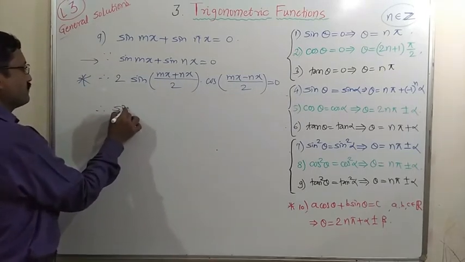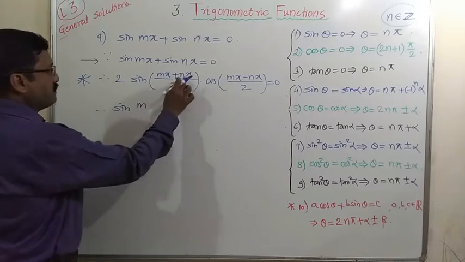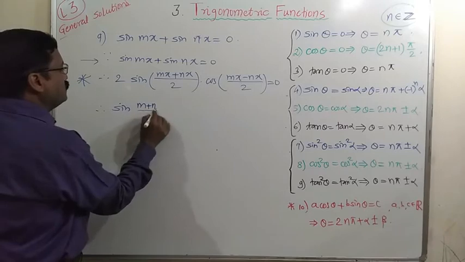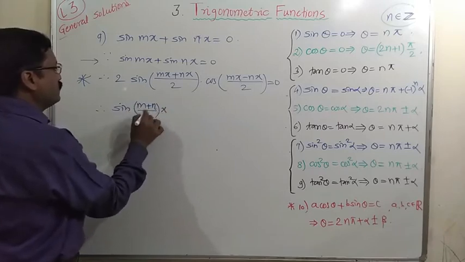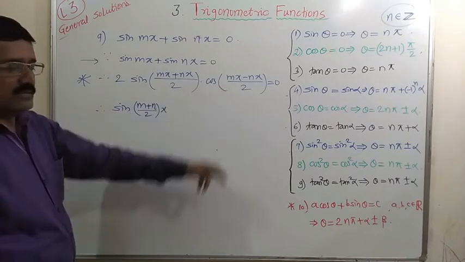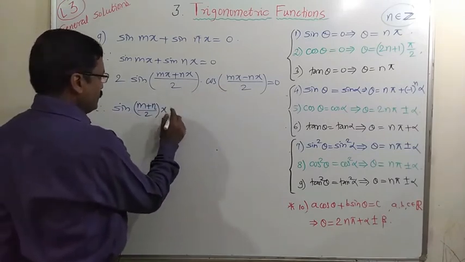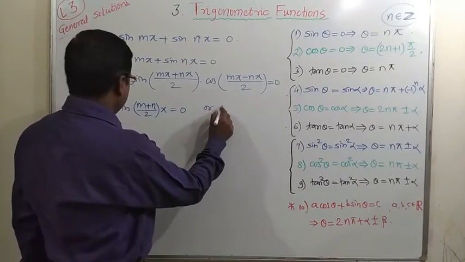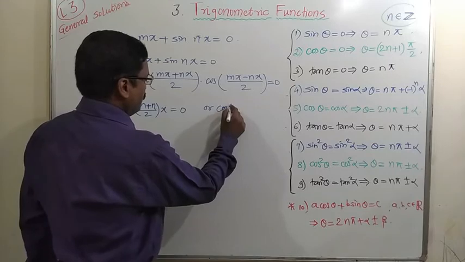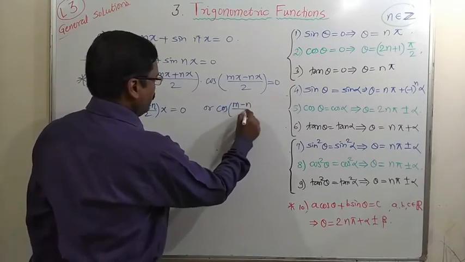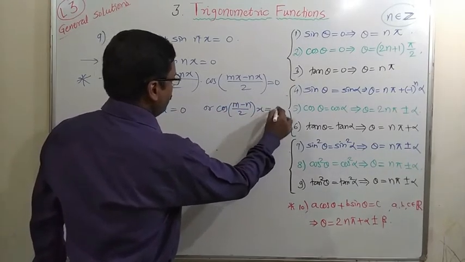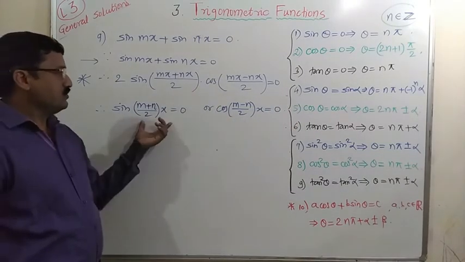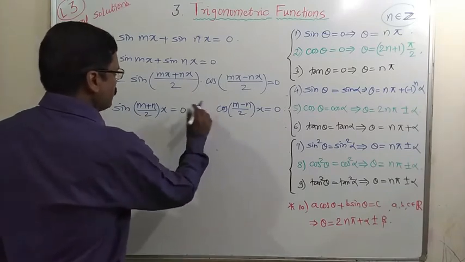So sin of here mx plus nx, we can take common x, so we get (m plus n) by 2, out of bracket x also, taking x common outside the bracket, equal to 0, or cos of (m minus n) upon 2, out of bracket x equal to 0. Product of these two is equal to 0, so either this or this will be 0.